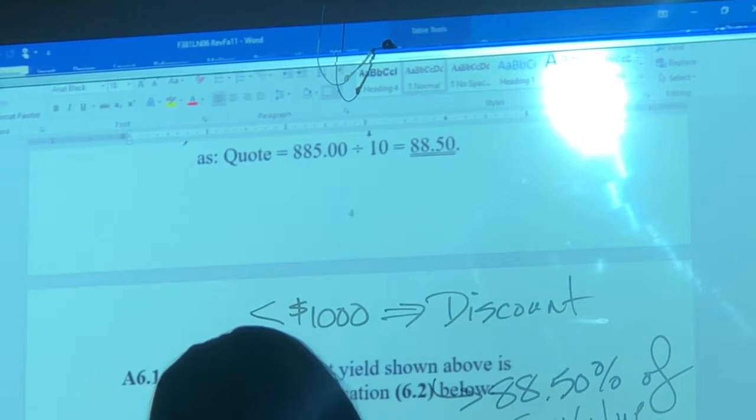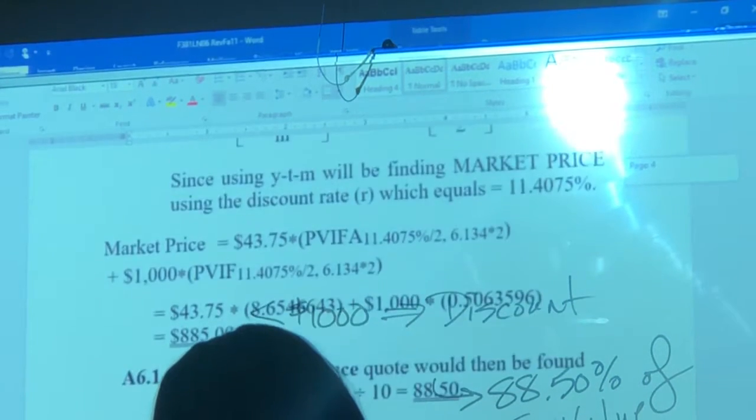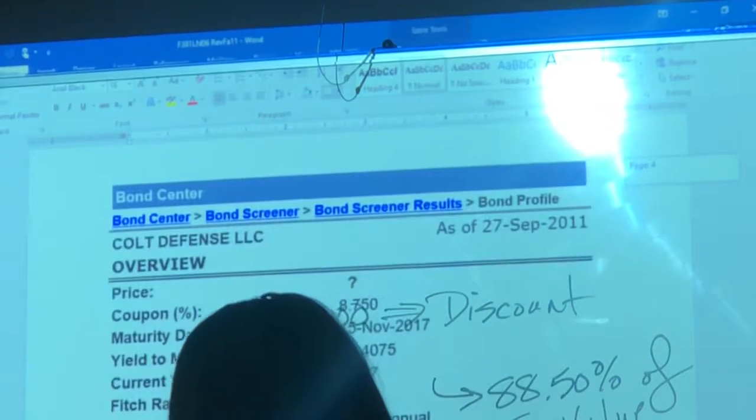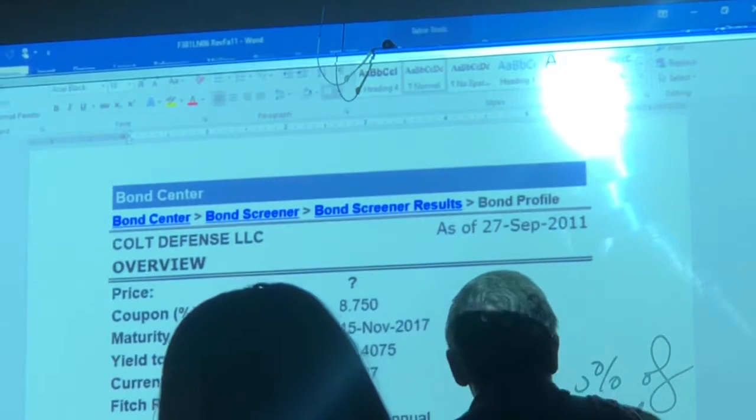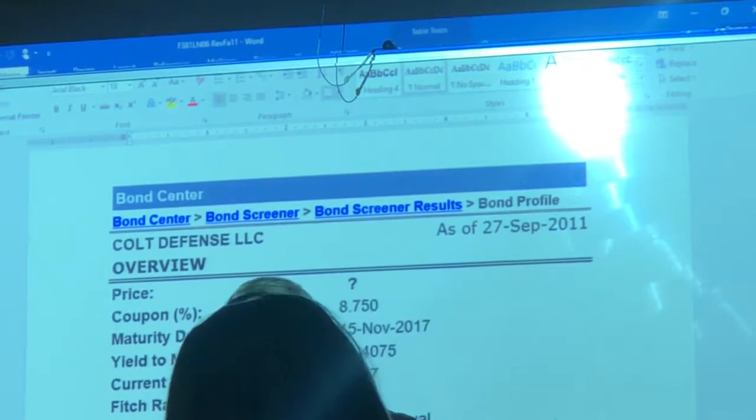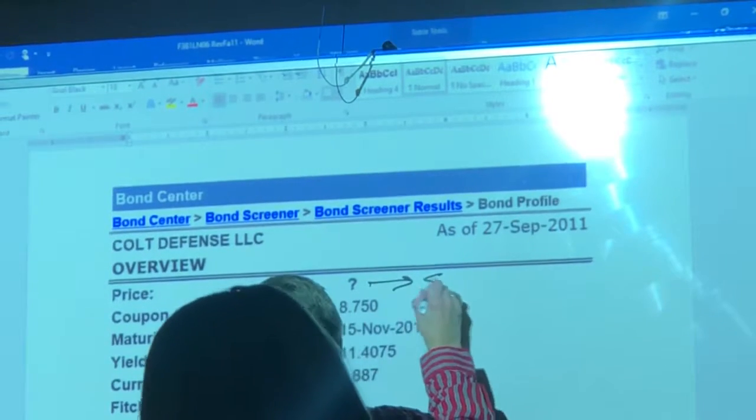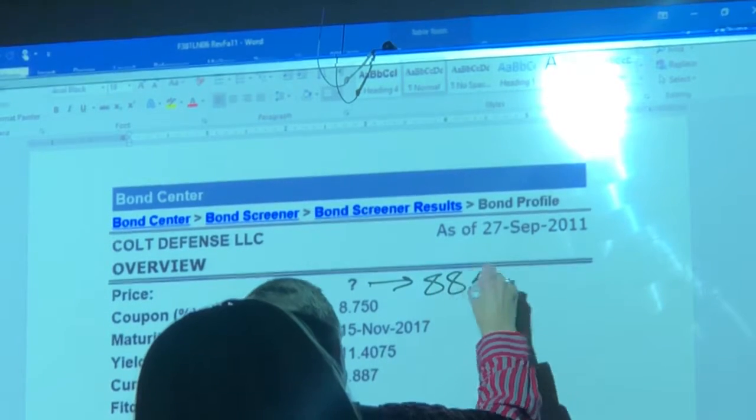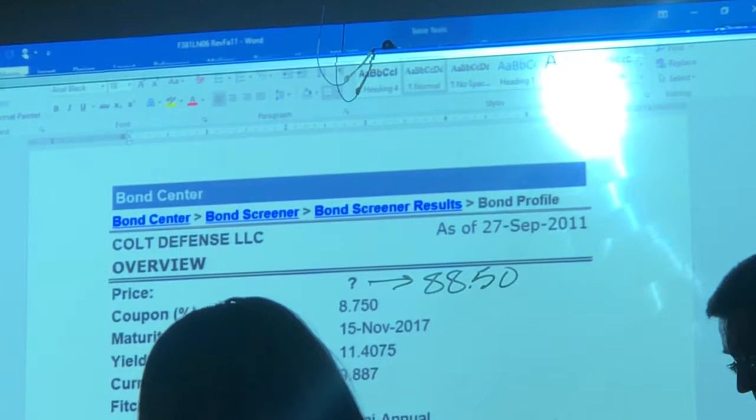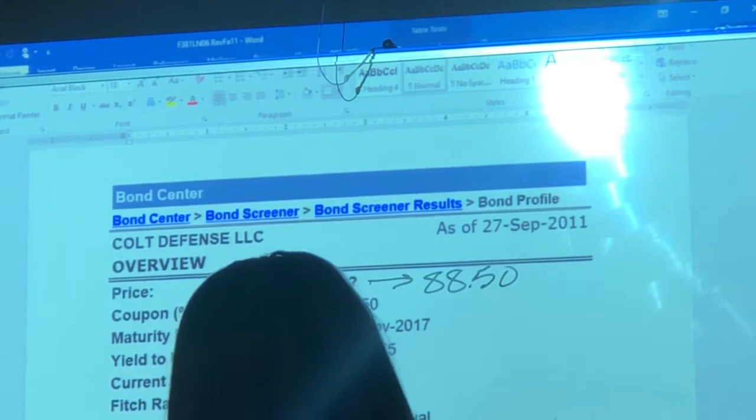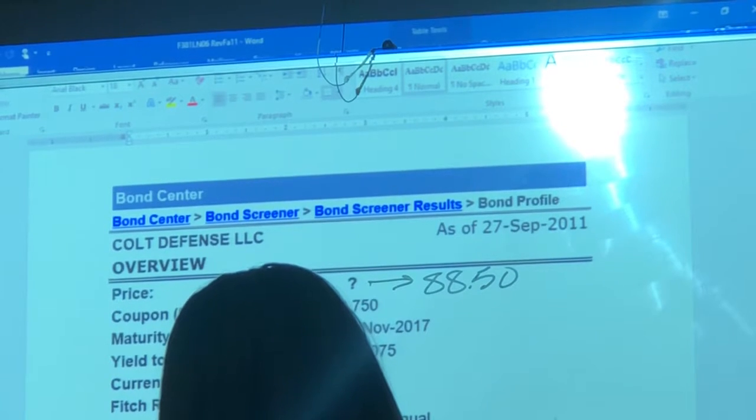Actually, let's do one other thing here. Let's go back to the quotation and write in 88.50 where the question mark is. So that's what would have been there. It's on page 4.